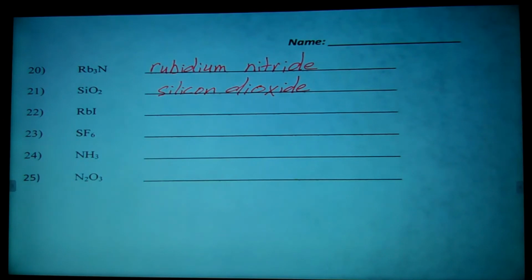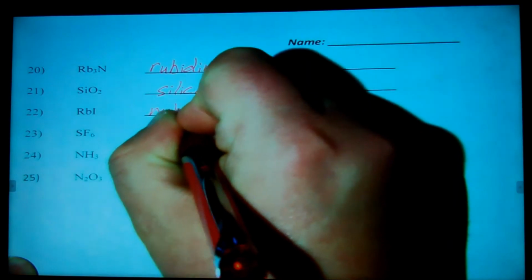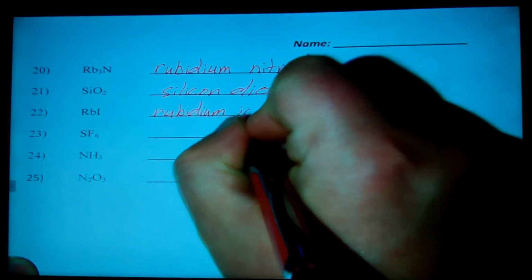Number 22, RbI, rubidium. Rubidium has a fixed charge, comes in the first column. Therefore, we're going to use the monatomic rules. So rubidium iodide.